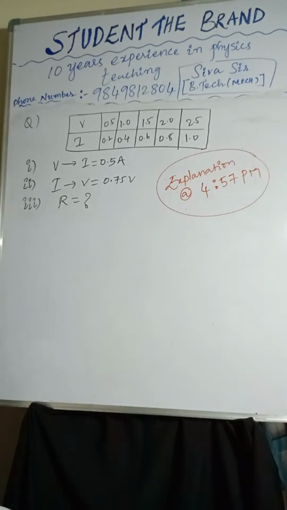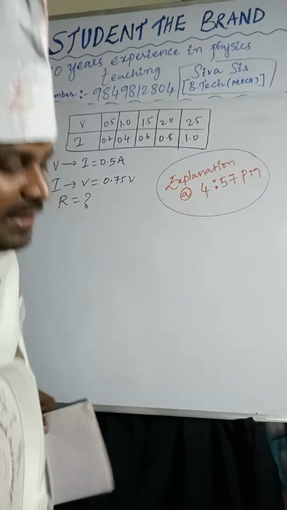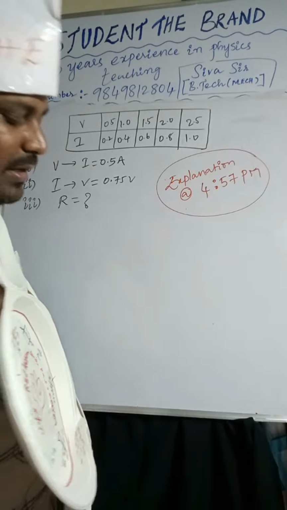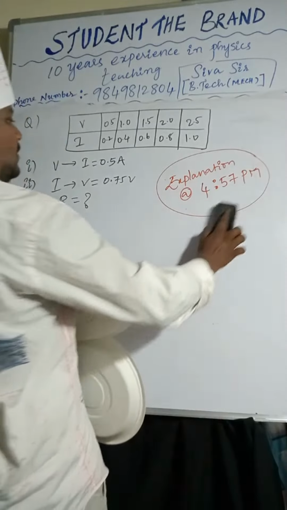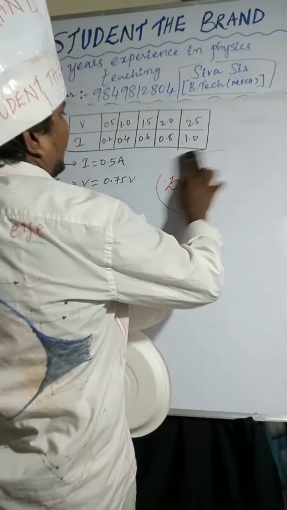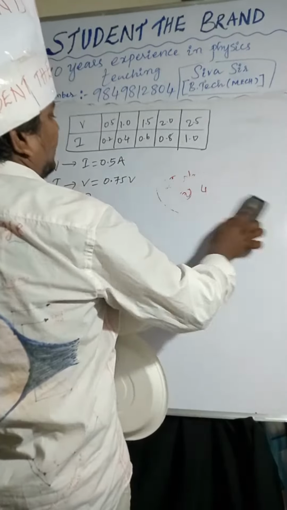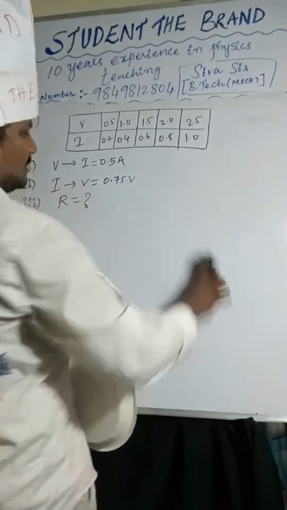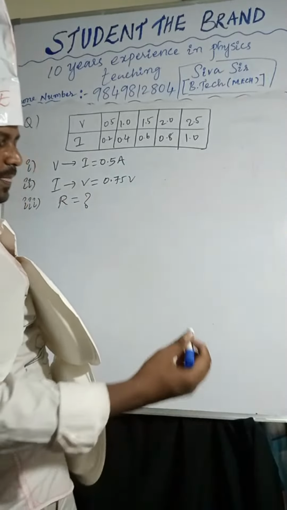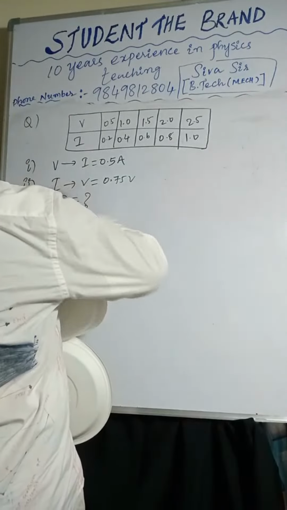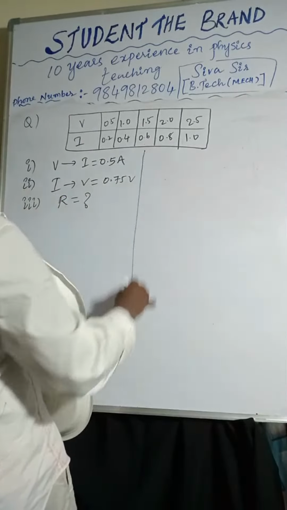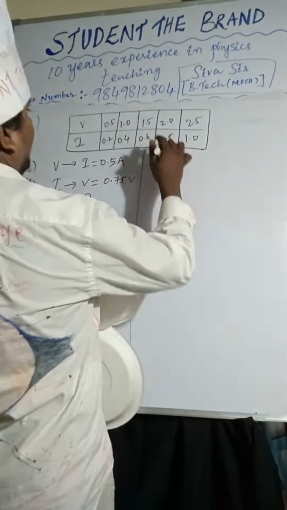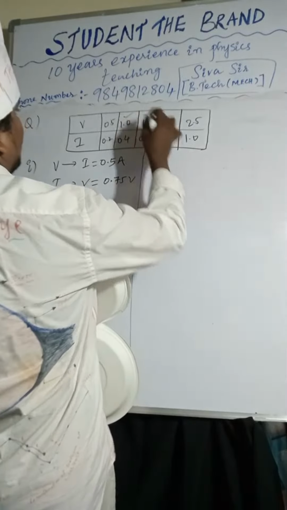Okay then, so be ready. For the explanation, now we can see they have given these values, right? So first we have to find out the resistance. Take any two intervals. I'm taking these two intervals here to find out the resistance.